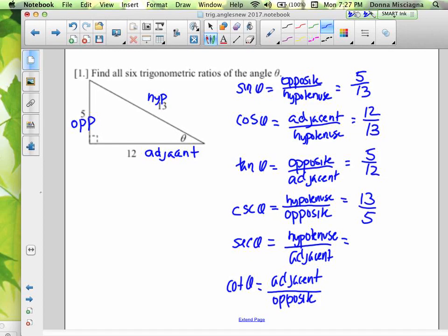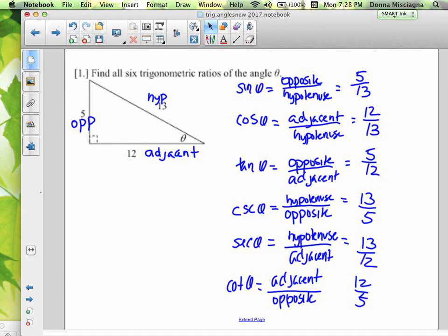Secant is the reciprocal of cosine. And so now that would just be hypotenuse over adjacent, or 13 over 12. And then cotangent is the reciprocal of tangent. So it's going to be adjacent over opposite, or 12 over 5. And that's all there is to this one. Super easy, right? Let's go to the next problem.